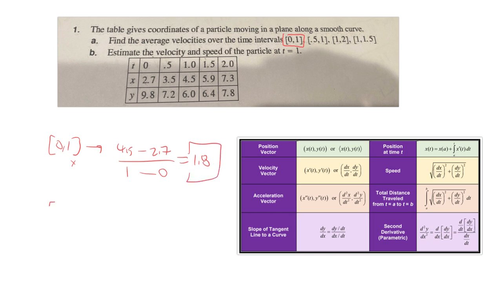Now when it comes to the y component, we are looking at the following. It would be 6.0 minus 9.8 all over 1 minus 0, and that becomes negative 3.8.